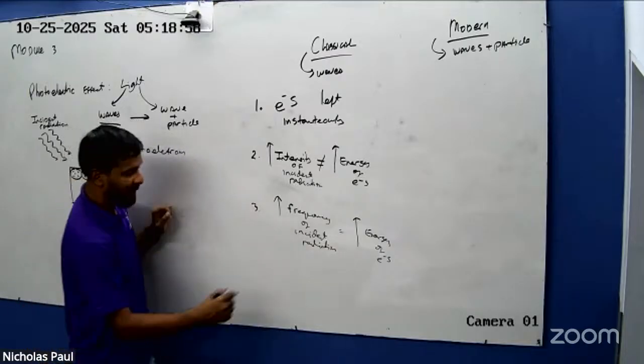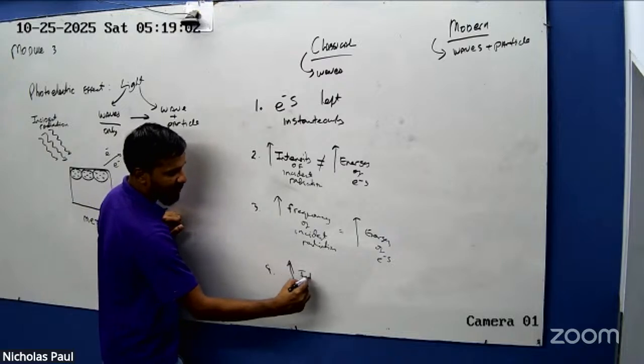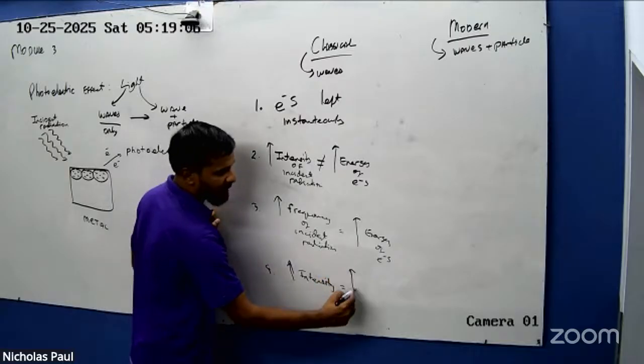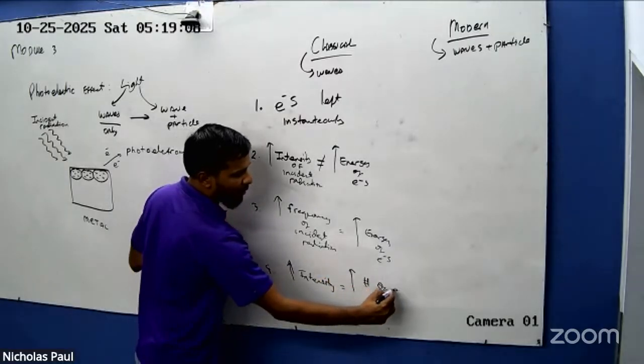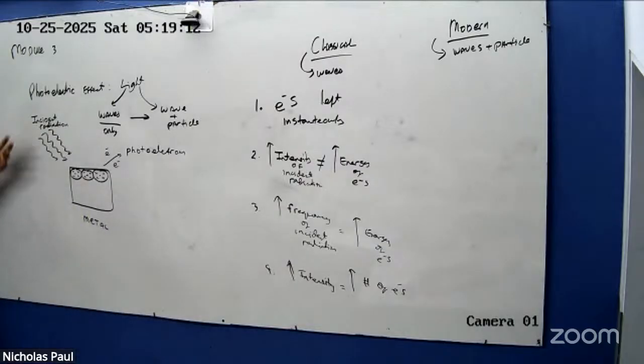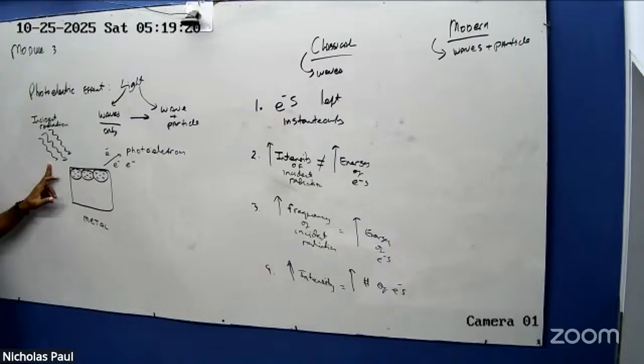And lastly, an increase in intensity only increased the number of electrons leaving. So if I had 2 radiation, 2 electrons leaving. If I have 3, 3 electrons. If I have 4, 4 electrons.